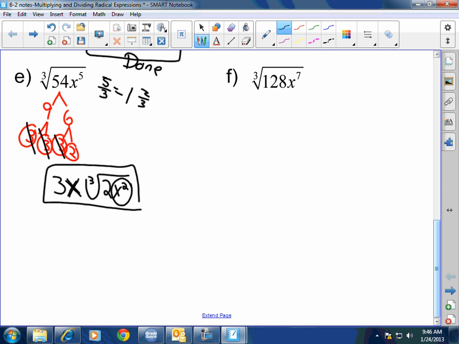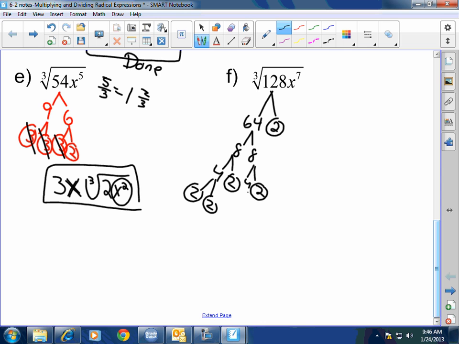Let's do cube root of 128 x to the 7th. To be honest with you, I don't know this one off the top of my head. So let's break it down. I like 64 and 2. I like that one. 4, 2, and then 2 and 2, and then 2 and 2.